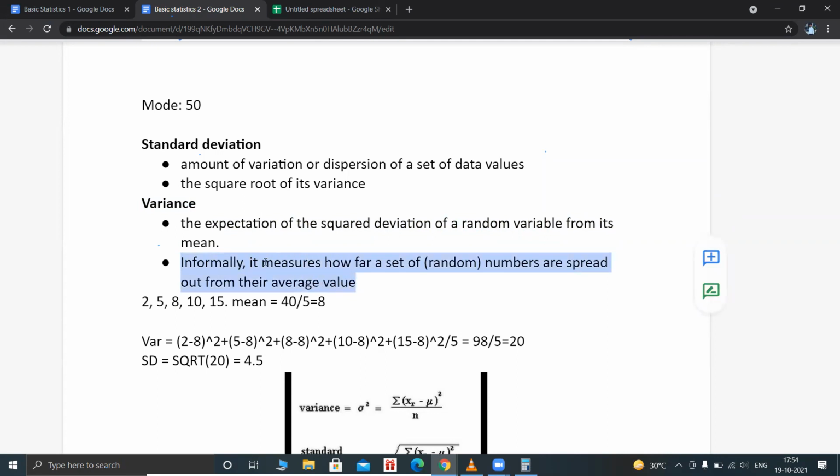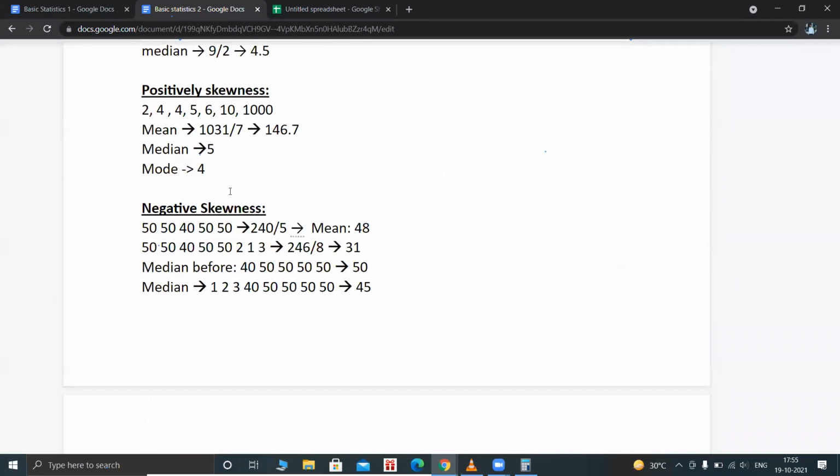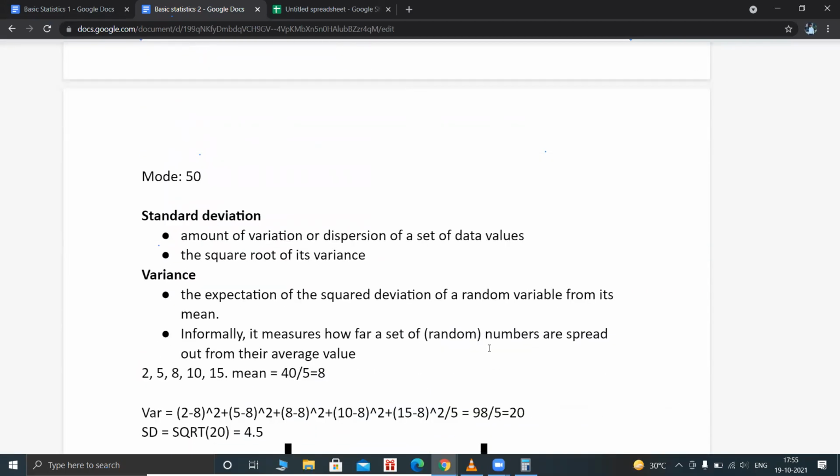So it is basically used to measure how far a set of numbers, which are nothing but the data points, are spread out from their average value. That's what variance tells us.